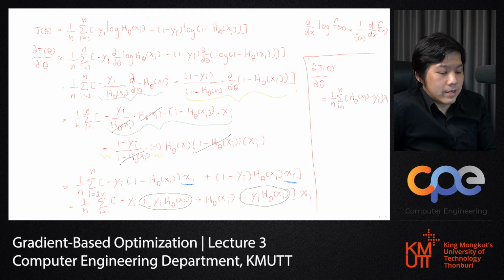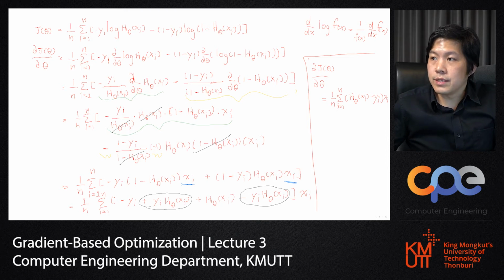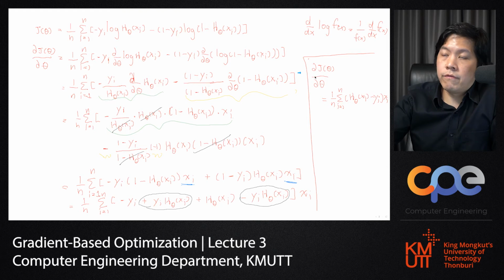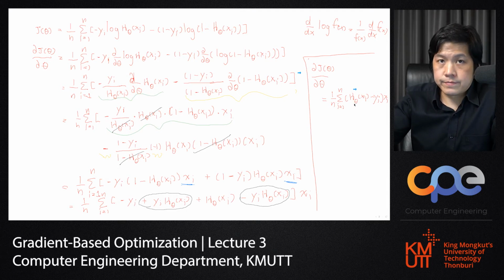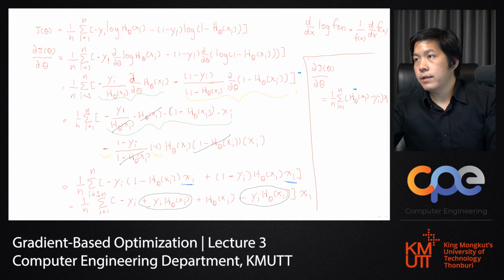If you look at this, you can see that the partial derivative, the gradient of the loss function, is calculated here. This is the difference between the probability, the predicted value, and the actual label, multiplied by the value of x, and you get the gradient out. Okay.